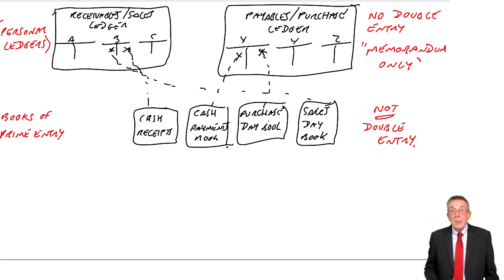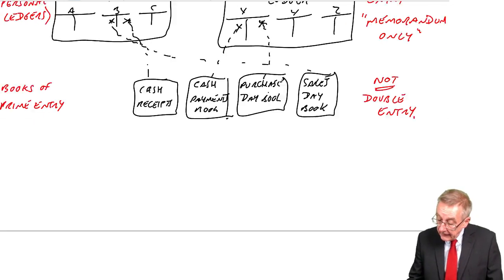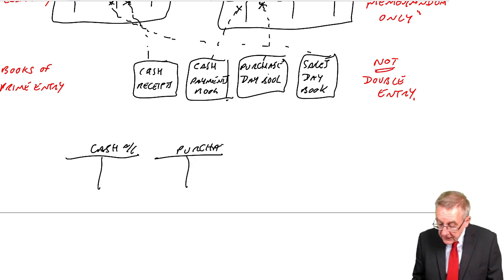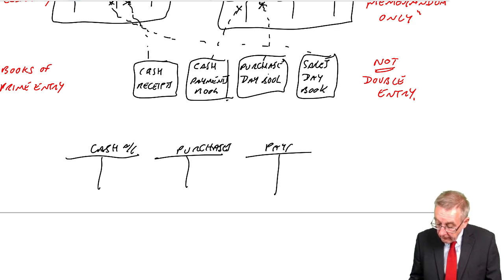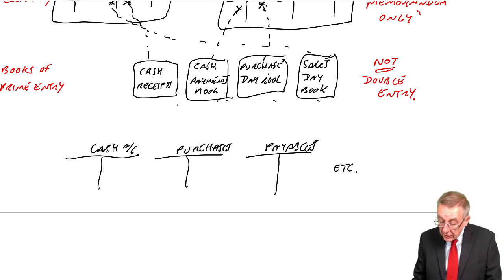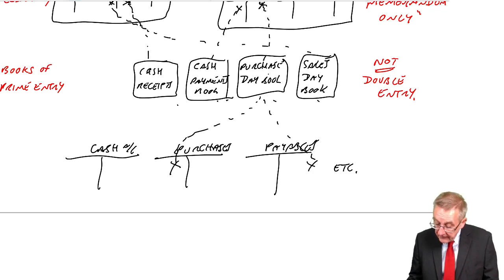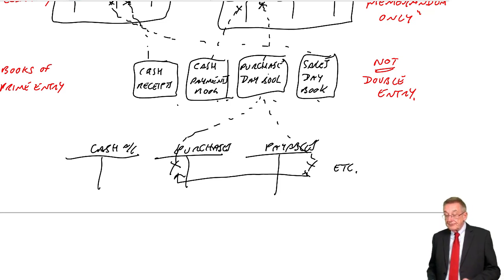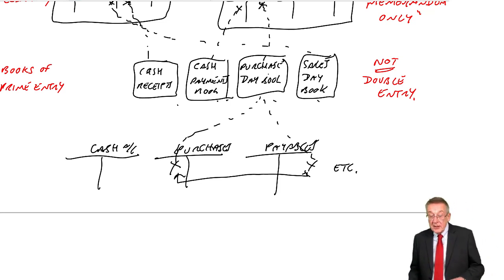At the end of the month, that's when we do the double entry. This is where we've got our real T accounts. We've got the cash account, the purchases account, the payables account, and so on. We take the totals from these four books. So for the purchase day book, for instance, we take the total and we debit purchases, we credit payables. And there is the actual double entry. So we get the totals from those four books, but we actually do the debits and credits in the nominal ledger.